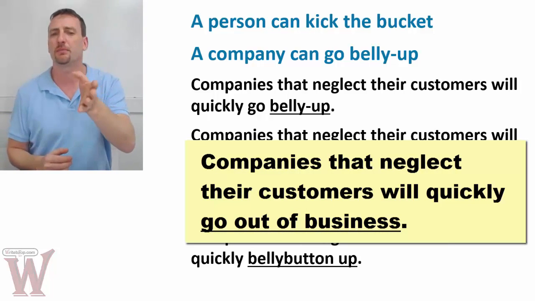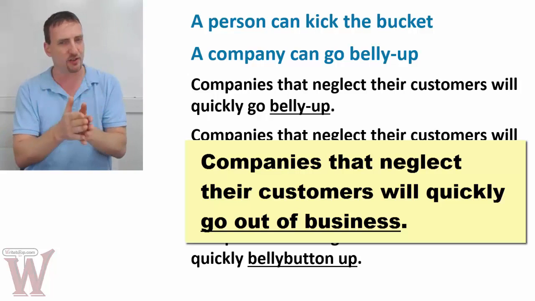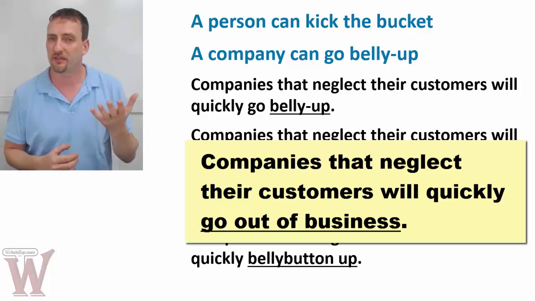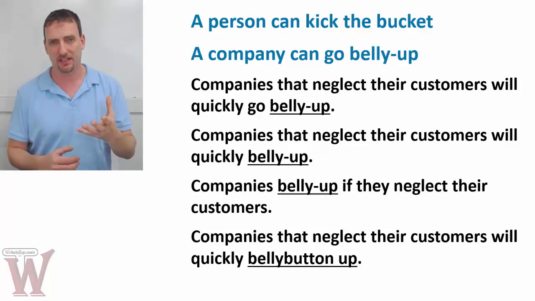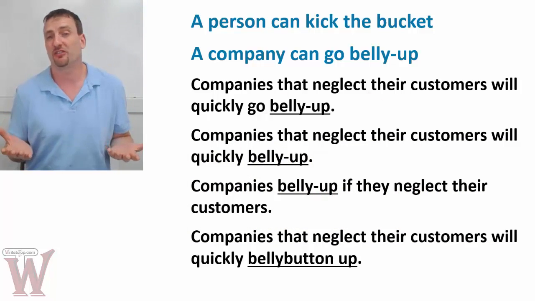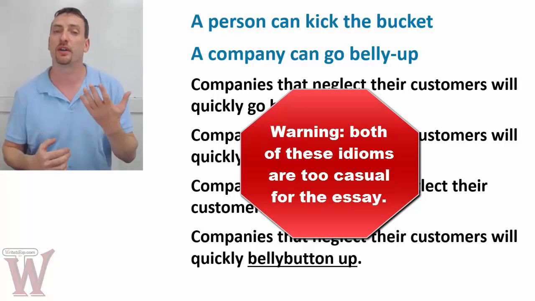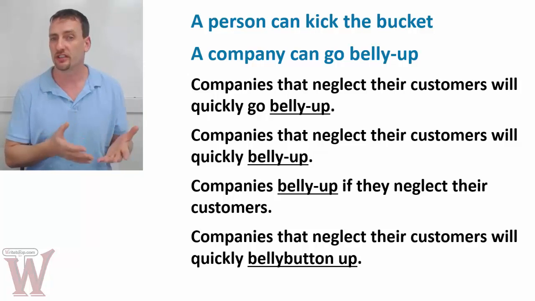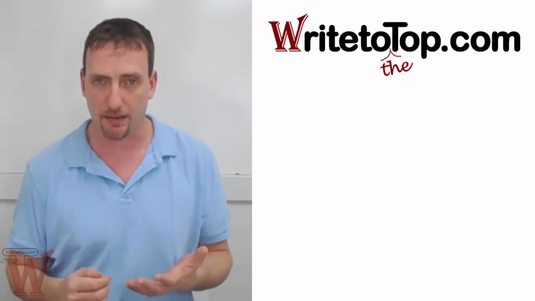Now, let's say you say companies that neglect their customers will quickly go belly up. Even if you got it correctly, even if you got the go, you got the belly up, you got it in the right place, you got it in the right meaning, it's still not very good for an academic essay. This is a very, very casual idiom, a little bit slangy. Don't use it in your essay, right? So even if you got it correct, you still shouldn't be using it. And you need to understand, again, the context and when to use, when not to use certain words, certain idioms, okay? So I hope that helps you a little bit understand the power and the value of vocabulary.